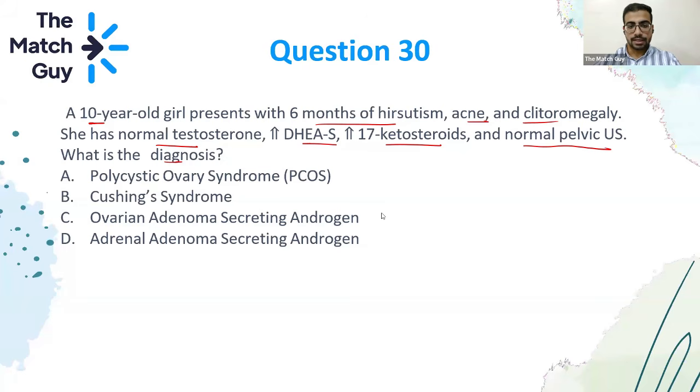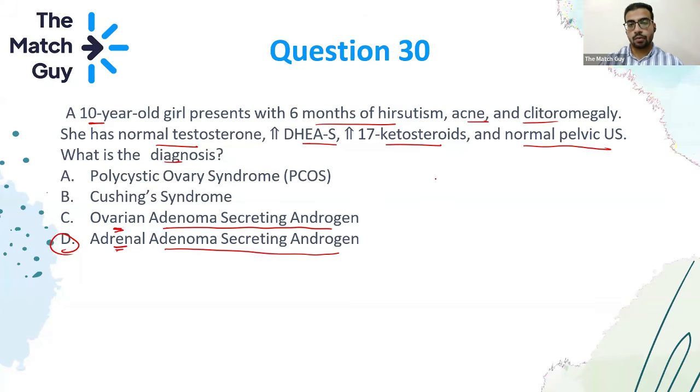I'm seeing D in the answer choices. Any other answers? Perfect, you guys got it. So it is the adrenal adenoma secreting androgen. So again, like we always do, we're first going to explain the first part of the answer. Why is it an adenoma secreting androgen? And then why is it adrenal and not ovarian?